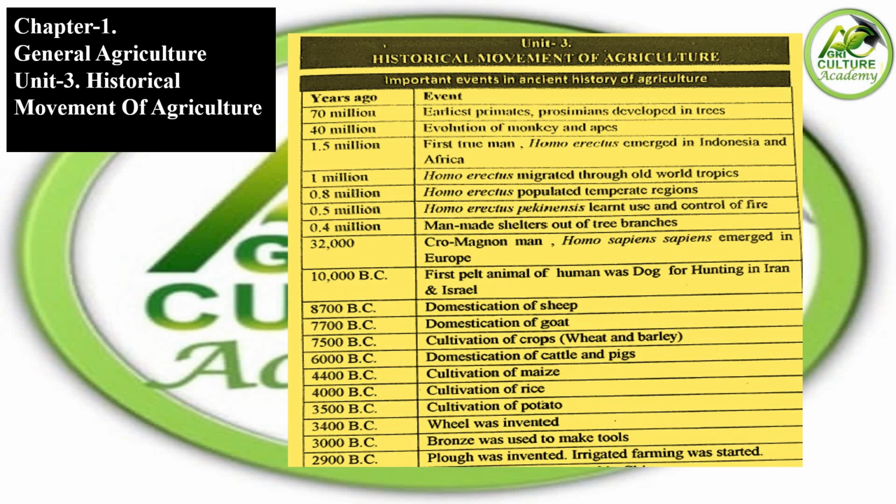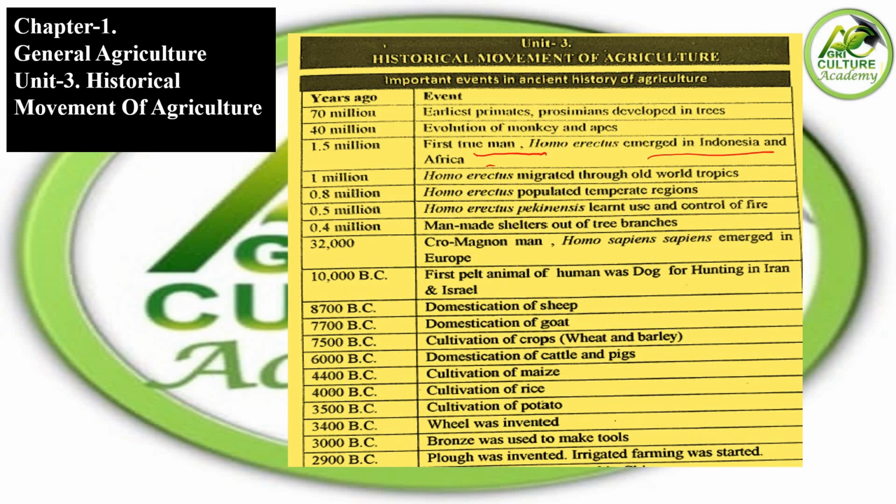Then we will see important events in the ancient history of agriculture. 70 million years ago, the earliest primates developed in trees. 40 million years ago, evolution of monkeys and apes. 1.5 million years ago, true man, that is Homo erectus, emerged in Indonesia and Africa. 1 million years ago, Homo erectus migrated through the old world tropics. 0.8 million years ago, Homo erectus populated the temperate region.